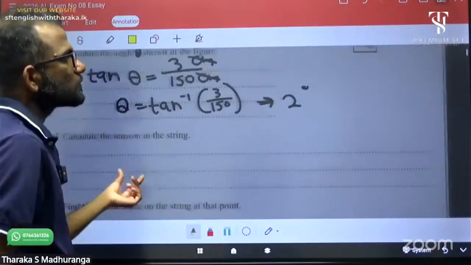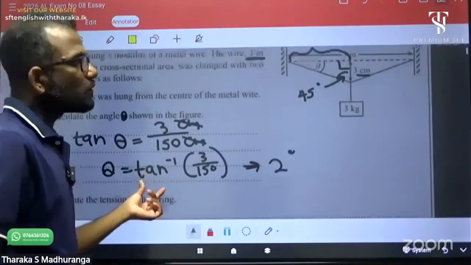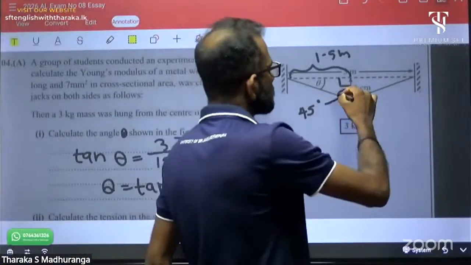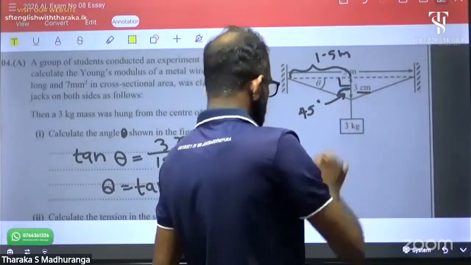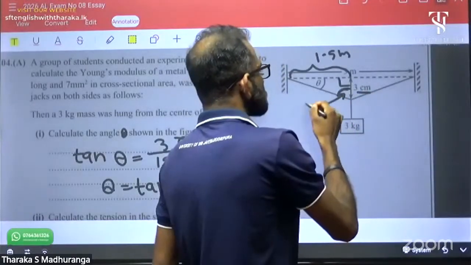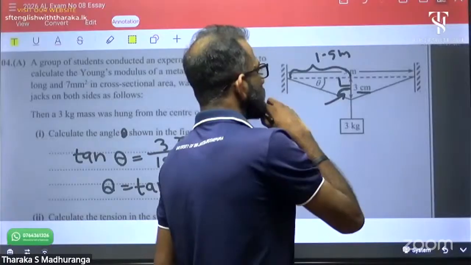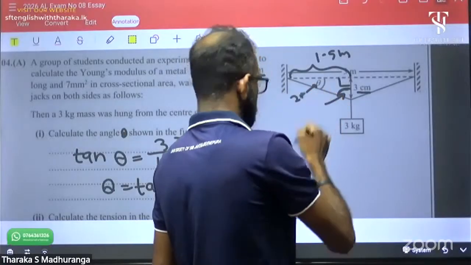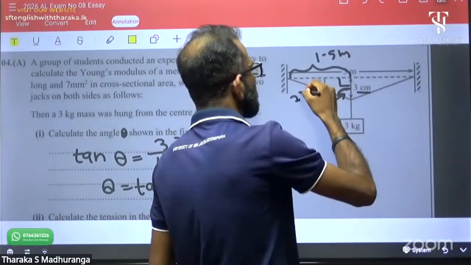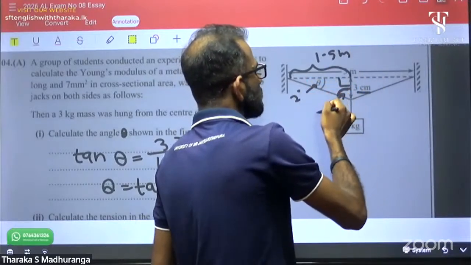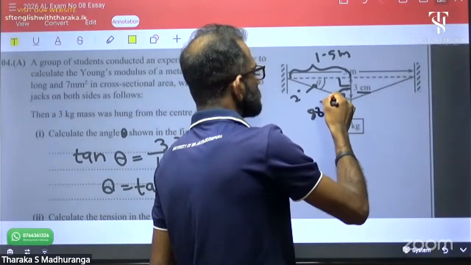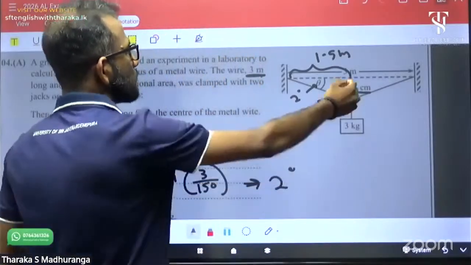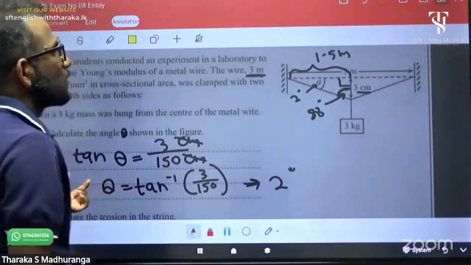Calculate tension on the string. Okay, now you can get this angle, right? It is not 45. If theta is 2 degrees, this one should be 88 degrees, because this is 90.